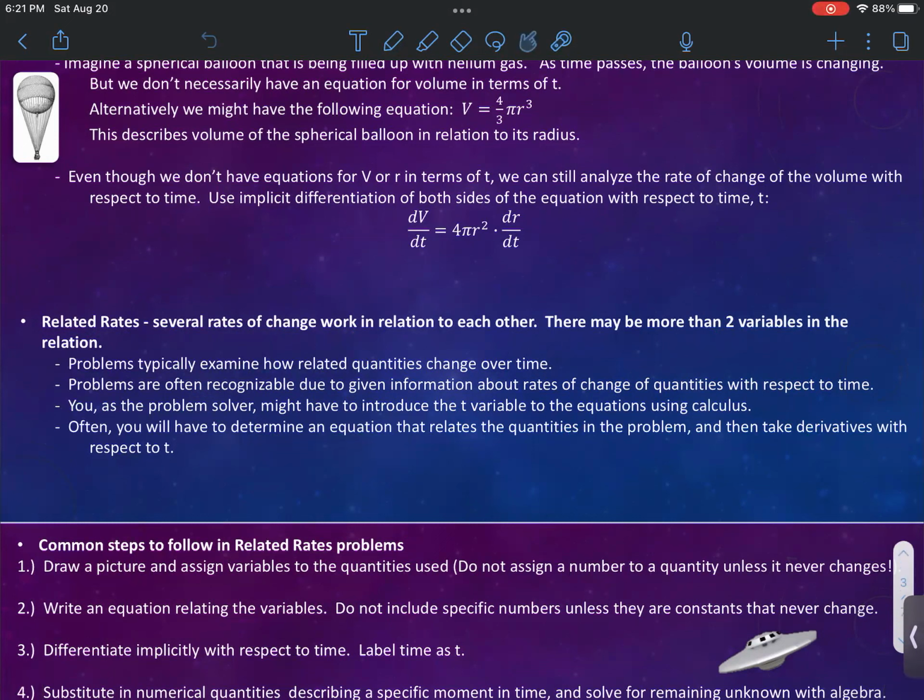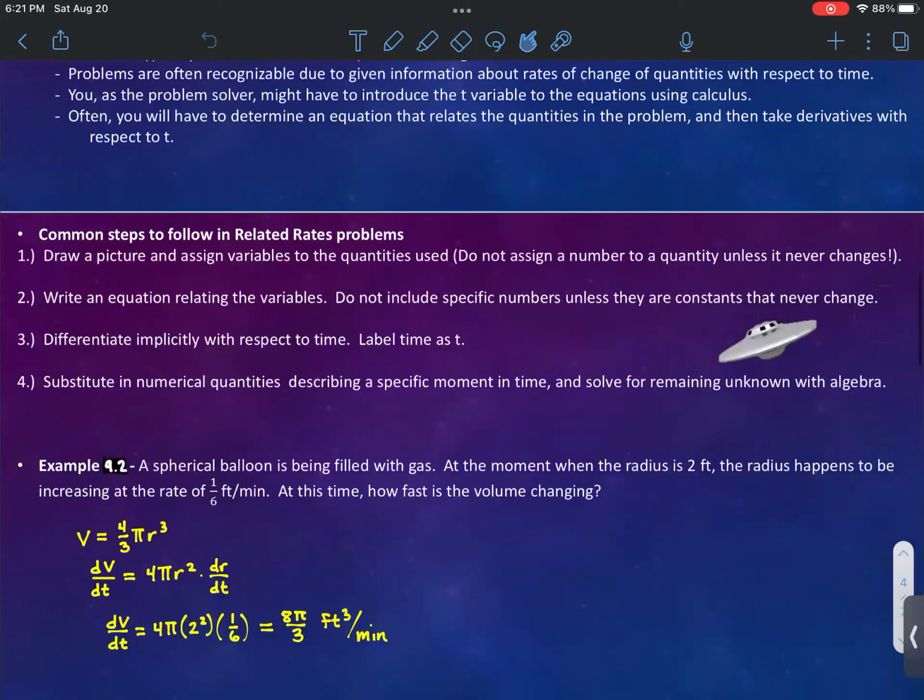Here are my recommended steps. Number 1, I say we should draw a picture. I'll admit there are some setups where this might not be necessary, but there are many where it does help quite a bit to see the relationship, especially when we have geometric setups. We draw a picture and assign variables to the quantities we're using. We don't want to assign a number directly to a quantity unless it's a constant and never changes.